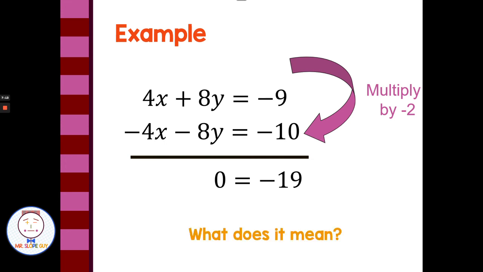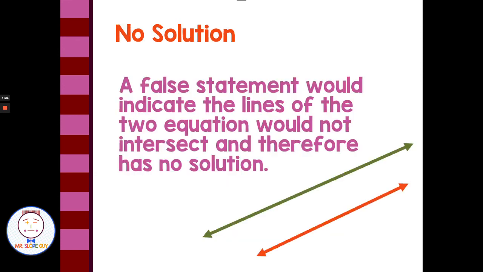So what does this really mean if the variables drop out and give us a false statement? Well, if we were trying to graph the same system of equations, we'd end up with parallel lines. So what this is showing algebraically with elimination is this false statement would indicate that the lines of the two equations would not intersect and therefore has no solution. So graphically it would show parallel lines. Algebraically it shows the variables dropping out and leaving a false statement.